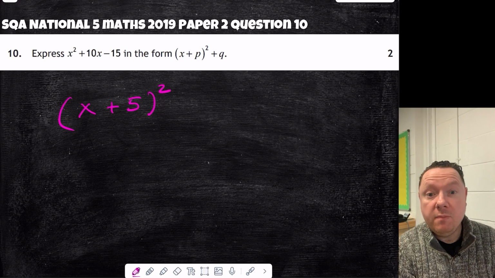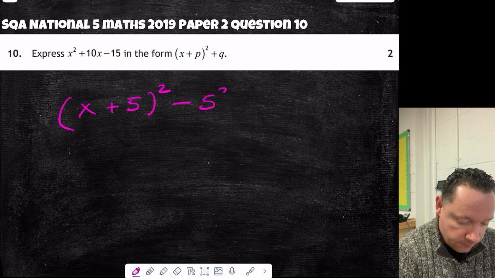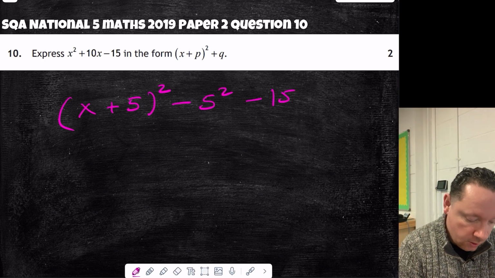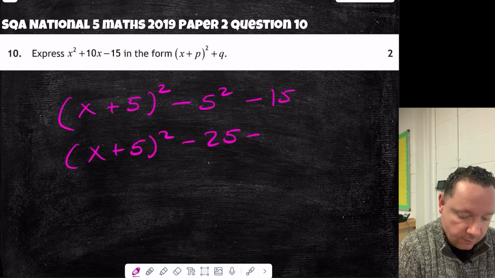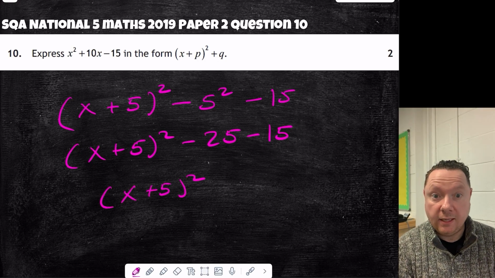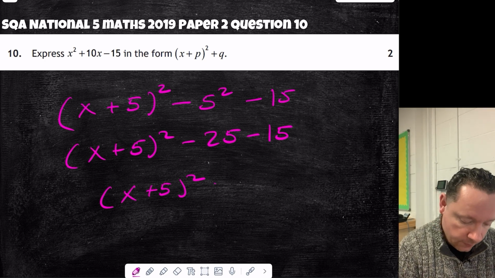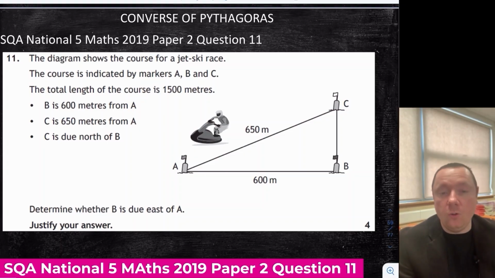You then always immediately take away, and then it's 5, so it's 5 squared. But then you've still got minus 15 on the end from the question. So I've got my (x plus 5) squared. I'm taking away 25, because that's 5 squared. I'm taking away 15. So you've got (x plus 5) all squared, minus 25 minus 15 is minus 40. Use a calculator if you need to. And we're done there. 2019, Paper 2, Question 11.